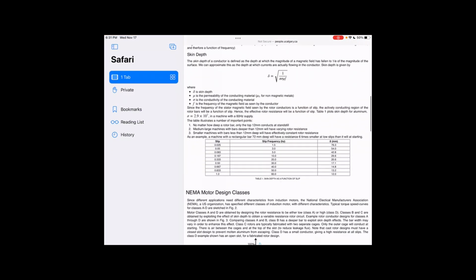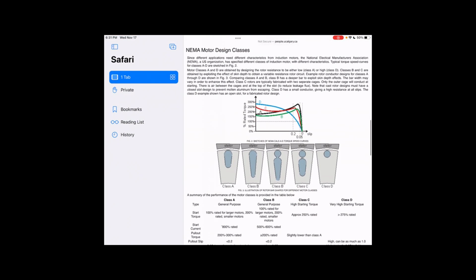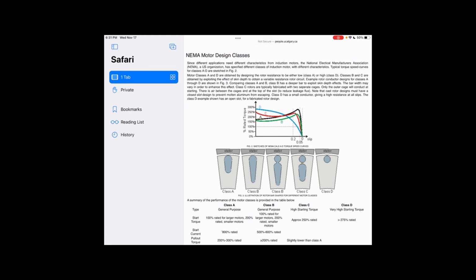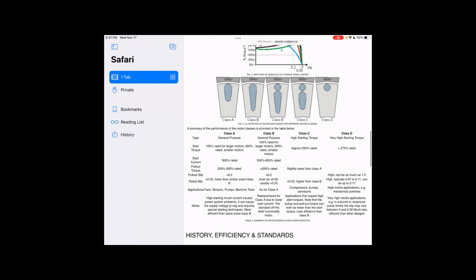That's very important. And the most important part is just the NEMA motor design classes, the different classes for the squirrel cage motor, and how those impact the machine performance, the different torque-speed characteristics of them, and all this. Okay, guys?